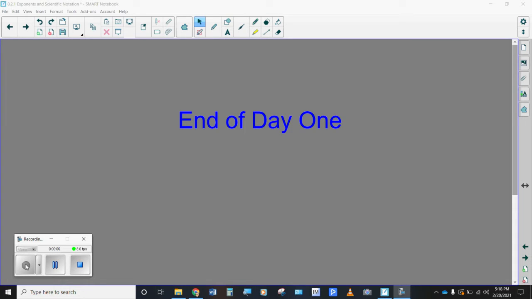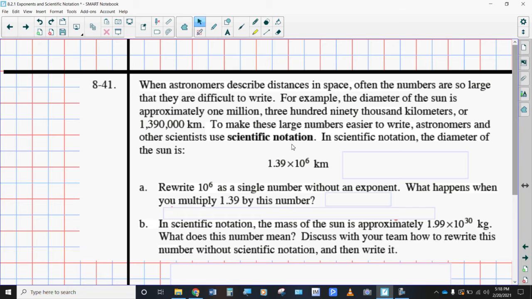Alrighty, let's take a look at day 2 of our 8.2.1 lesson for exponents and scientific notation. This one, I promise, will not be as long as day 1. There was a lot of stuff to get to in day 1, so I apologize, but it was important information. All right, so let's move on to applying scientific notation and how all this works.